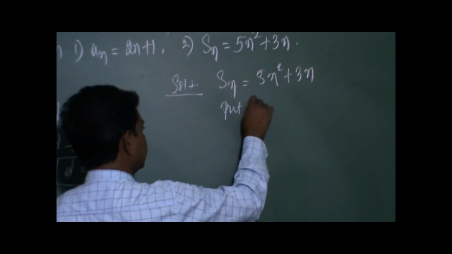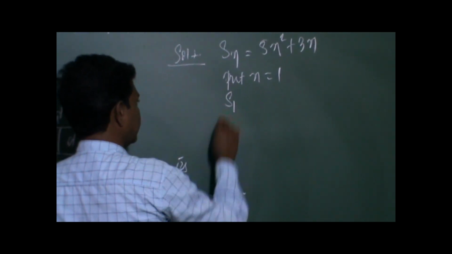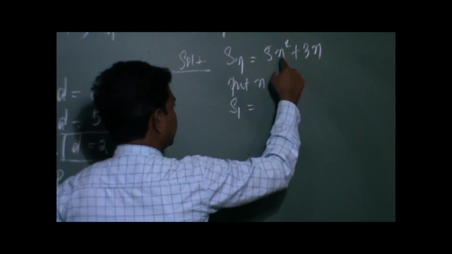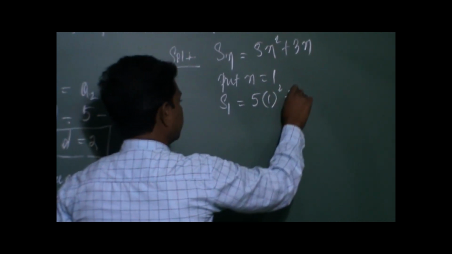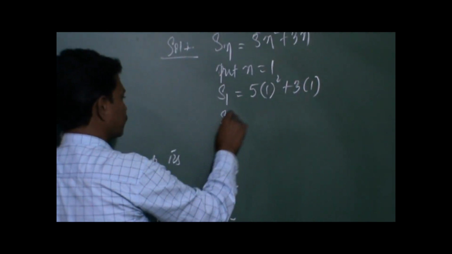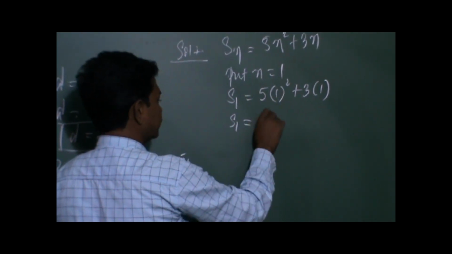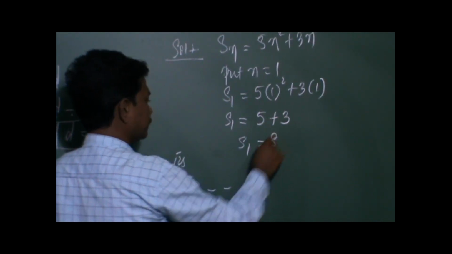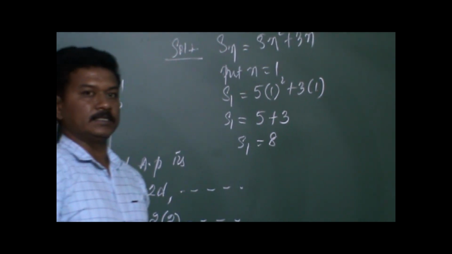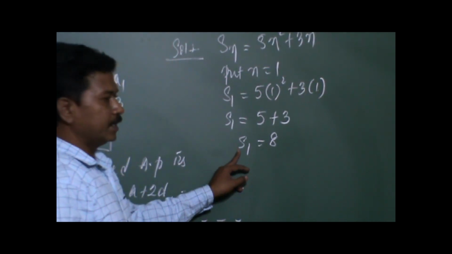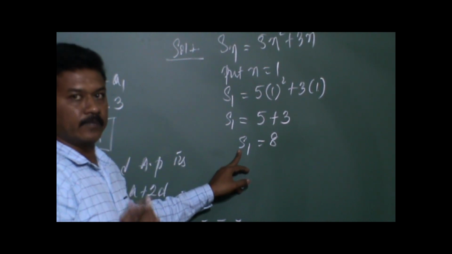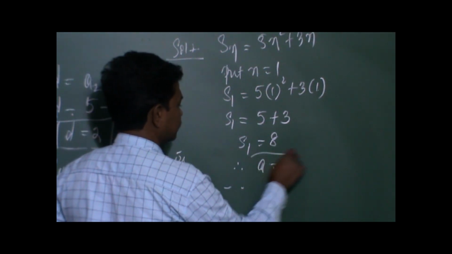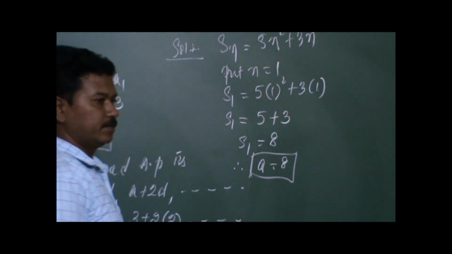So put n is equal to 1. So S1 is equal to, substitute n is equal to 1 in place of n, 5 into 1 square plus 3 into 1. So 1 square is 1, 1 into 5 is 5, plus 3 ones are 3. So S1 is 5 plus 3 is equal to 8. While explaining series in the last class, I told you that S1 is nothing but A1, A1 is nothing but a. Therefore a is equal to 8. So we get a, that is the first term, as 8.